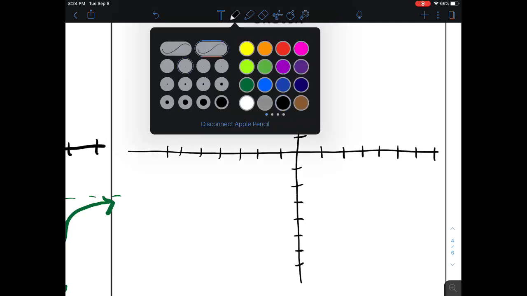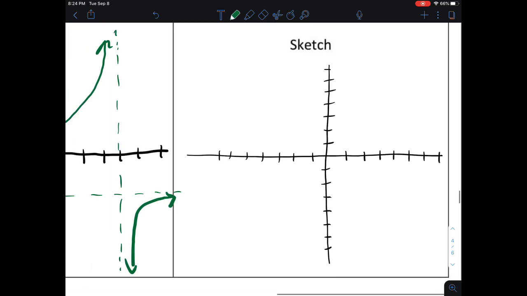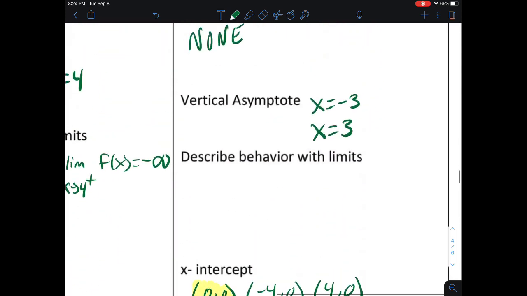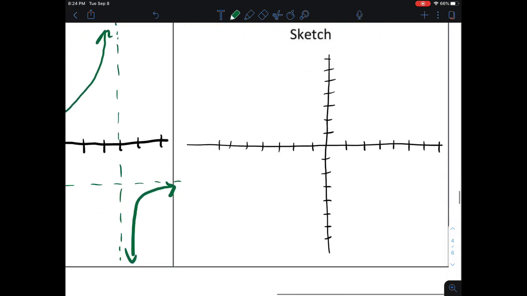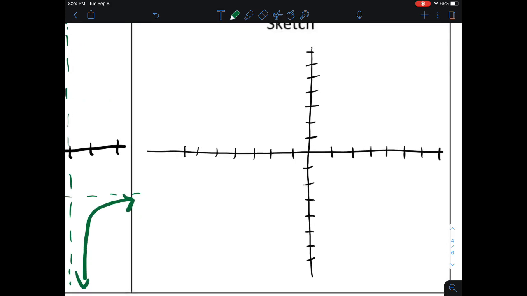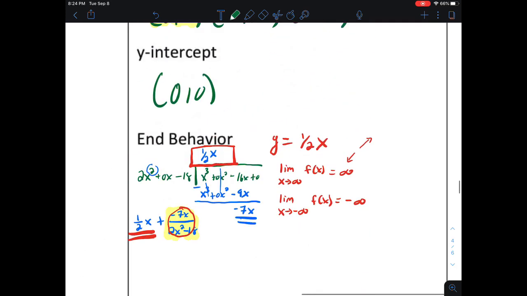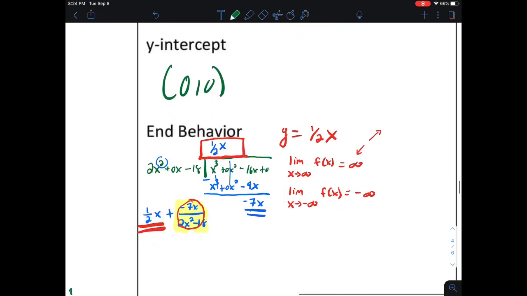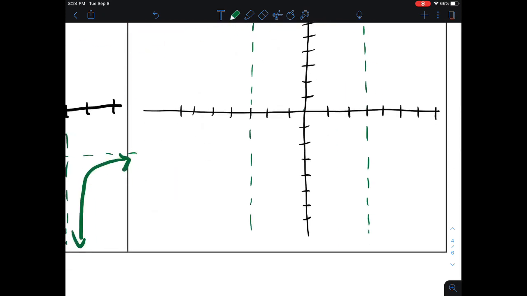All right, when I graph, I start with all my asymptotes. So let's go with the vertical asymptotes at 3 and negative 3. So vertical asymptote at negative 3 and positive 3. We have intercepts at the origin, negative 4 and positive 4. So origin, negative 4, positive 4.